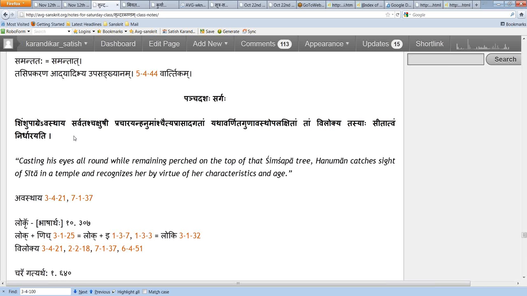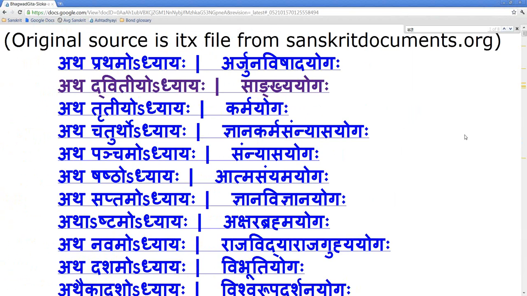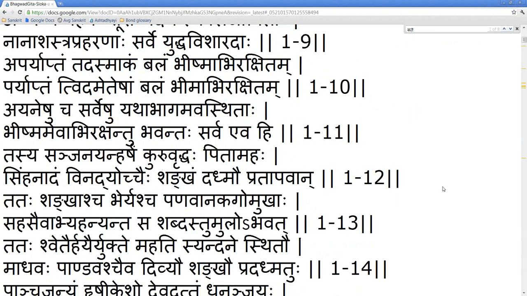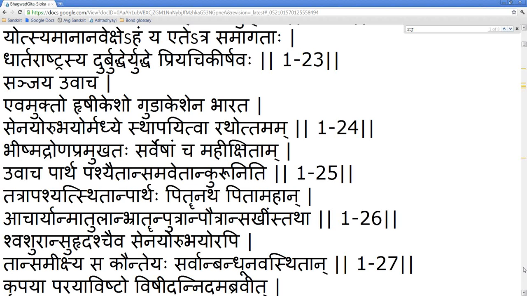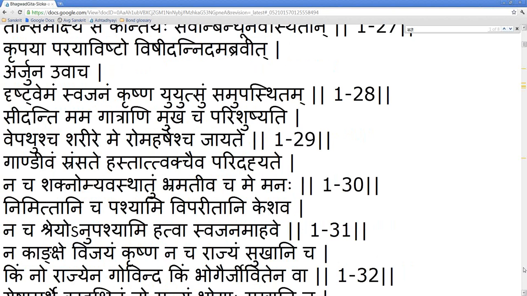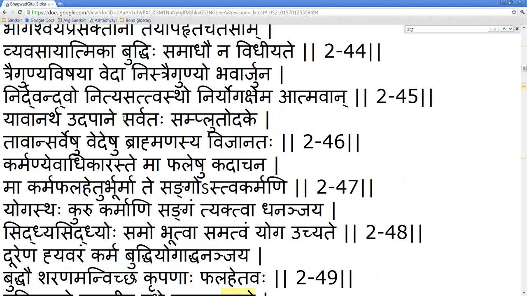Sarvatas comes in the Gita: yavan artha udapane sarvatas samplutodake, tavan sarveshu vedeshu brahmanasya vijanataha. This is chapter 2, definitely towards the end. I would think around 270. No, that's 246, Ravi, because the next sutram is Karmanyeva Adhikaras, which is number 47. So 46 must be this one. Yes, correct. Sarvatas samplutodake, sarvataha.